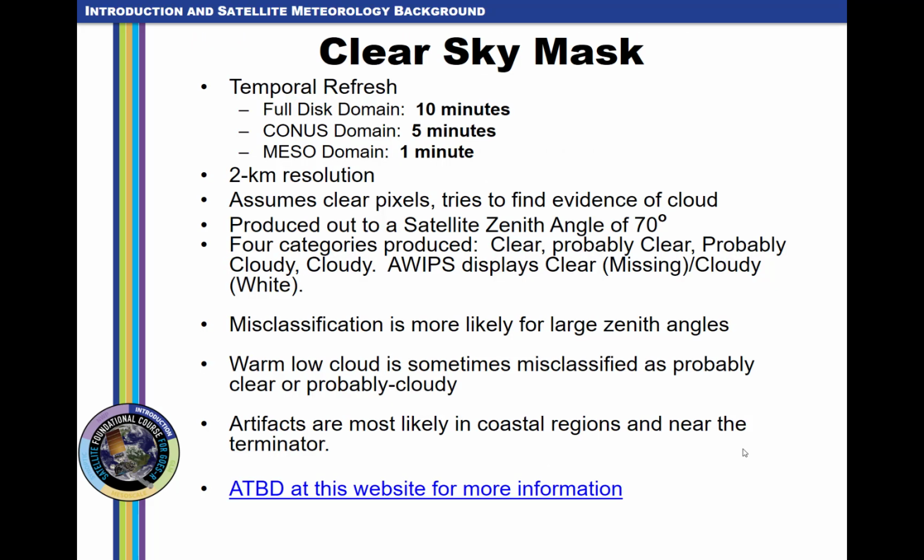The clear sky mask is computed for every image. It has 2-kilometer resolution. The default is clear. The algorithm seeks evidence of clouds. It is produced out to a local satellite zenith angle of 70 degrees. There are some known limitations with the cloud mask, chiefly at high viewing angles, over warm clouds, and in coastal regions or near the terminator, the divide between day and night.